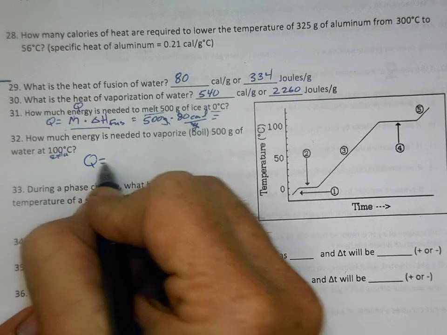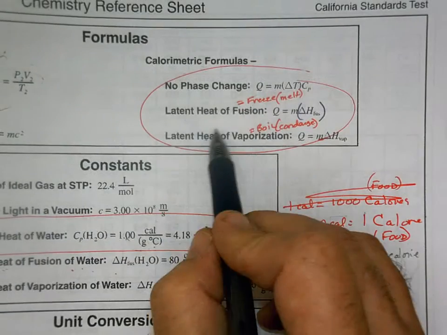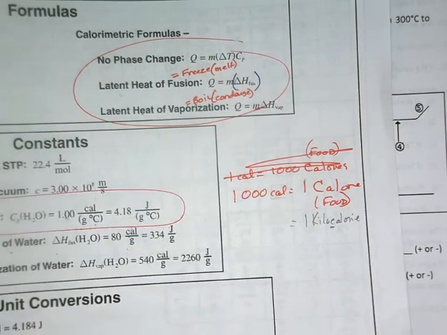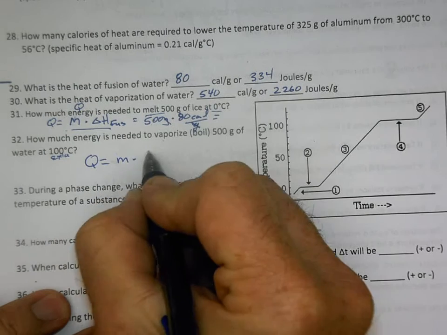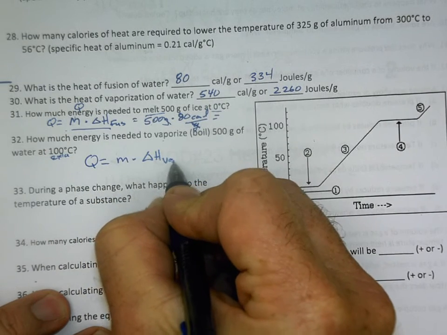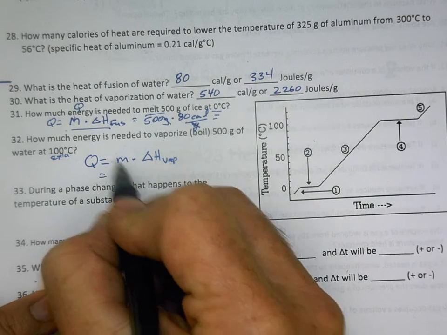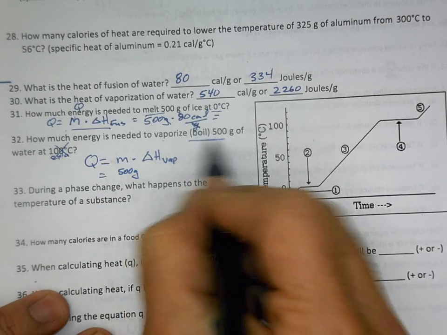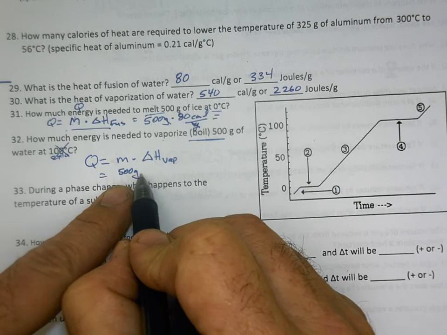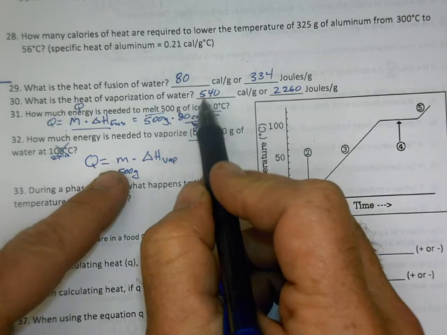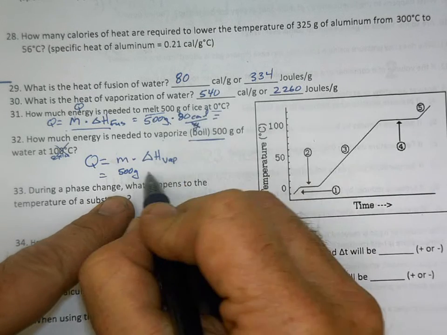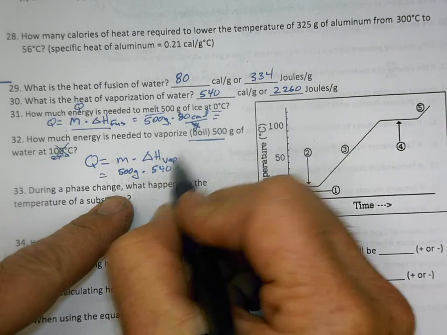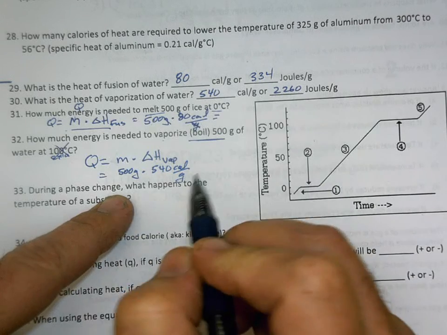So we're going to need Q equals mass times delta heat of vaporization. The mass in this problem is 500 grams. The 100 degrees you don't need to use; it's just confirming that yes, we're boiling something. And the heat of vaporization, I'm just going to use calories since it didn't say, times 540 calories per gram.